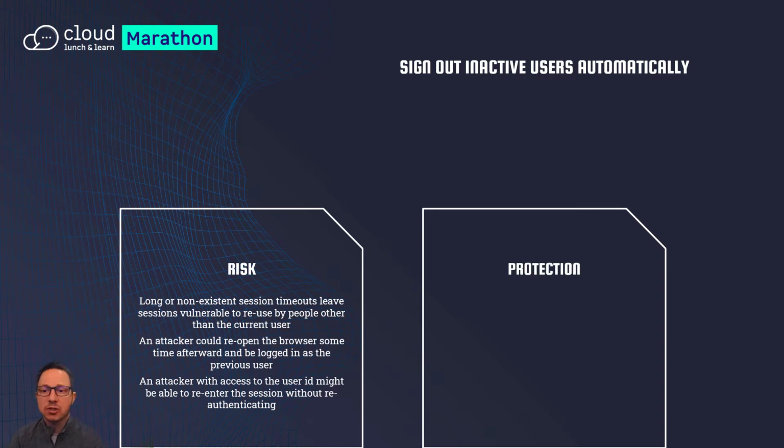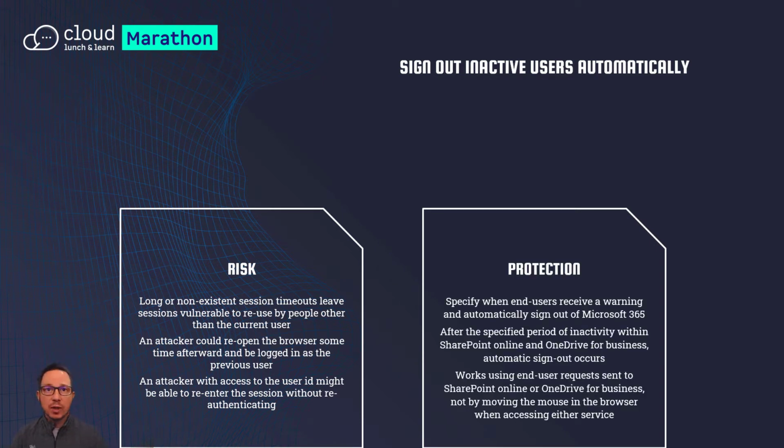Now, what protections do we get? Well, of course, within Microsoft 365, we specifically have a feature for signing out inactive users. So after a specific period of time of inactivity within SharePoint Online and OneDrive for Business, the automatic sign out occurs. Now, of course, don't worry about shaking your mouse and trying to control it. It doesn't work that way. It's a bit more sophisticated.